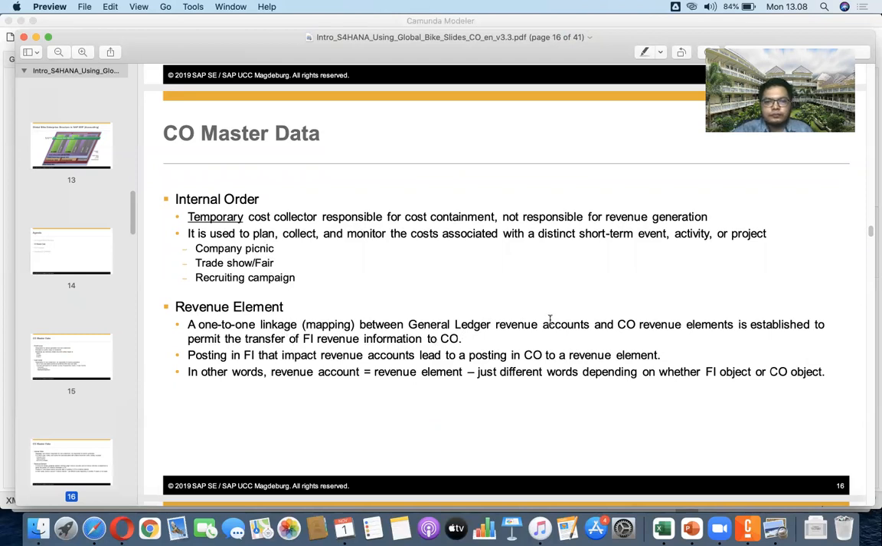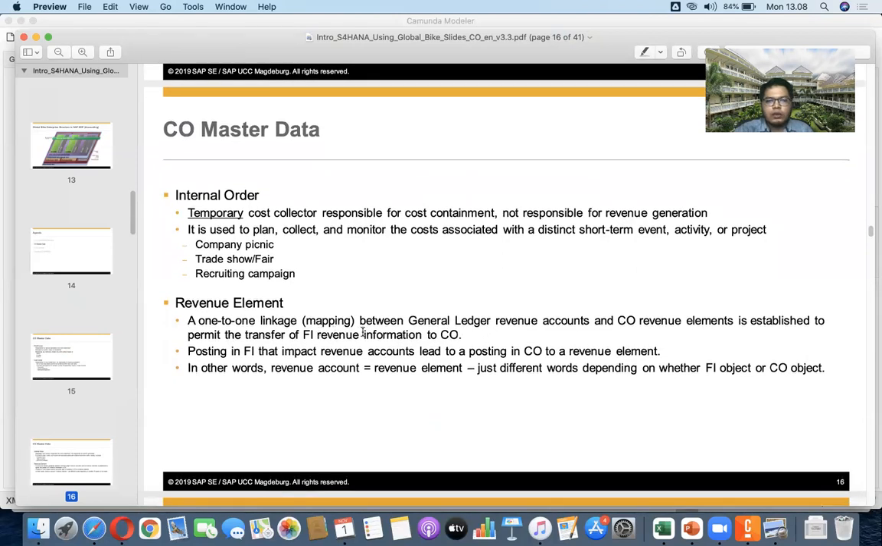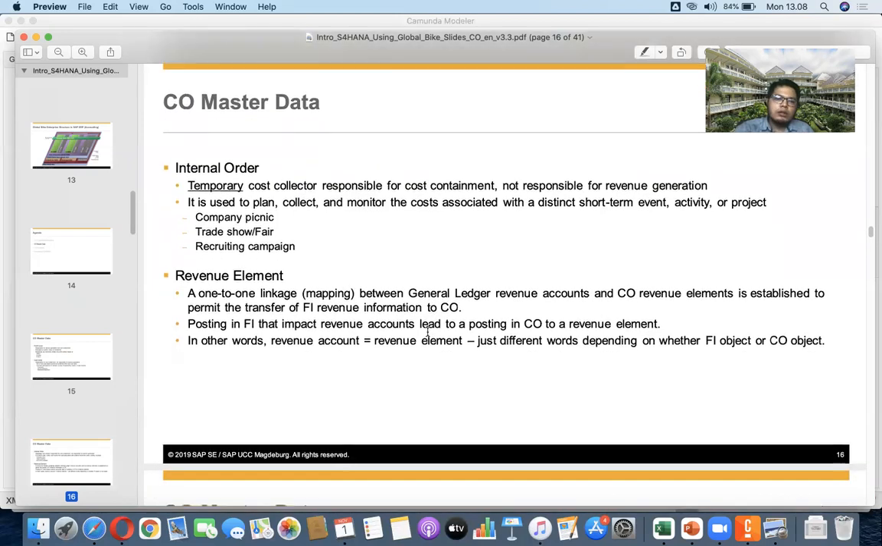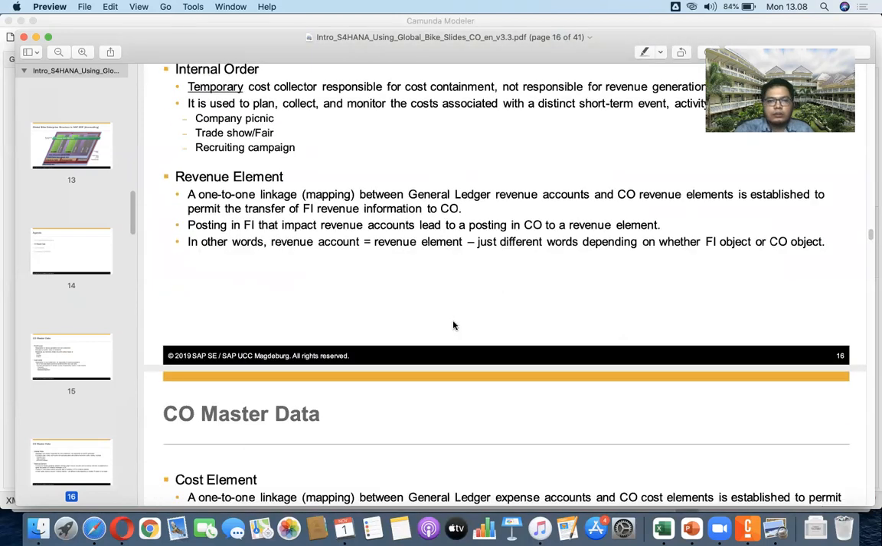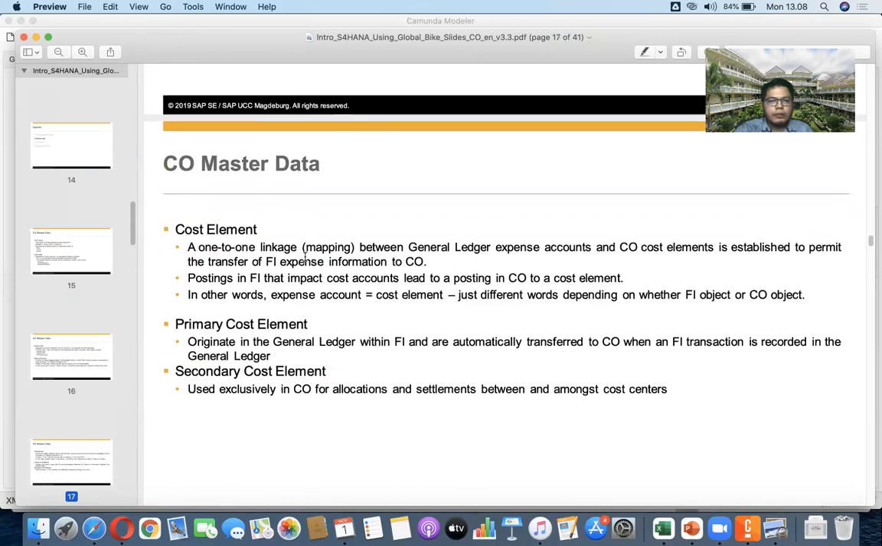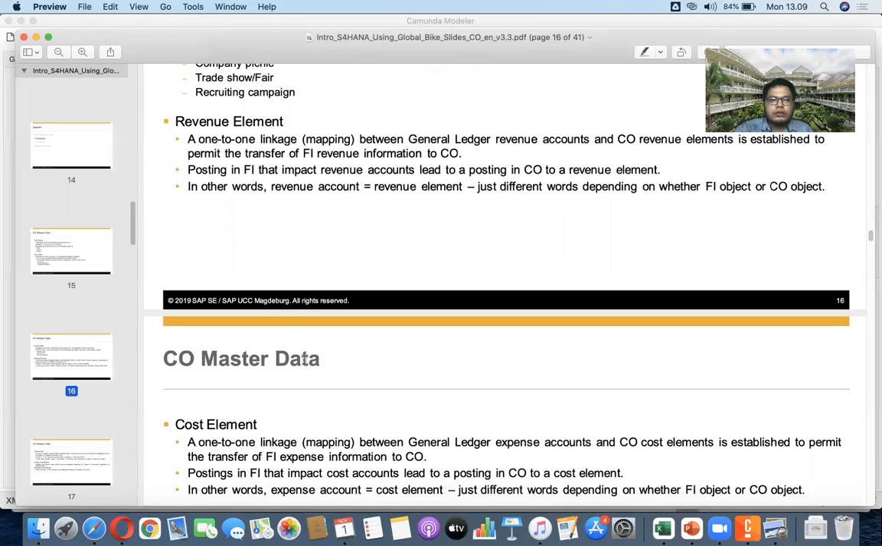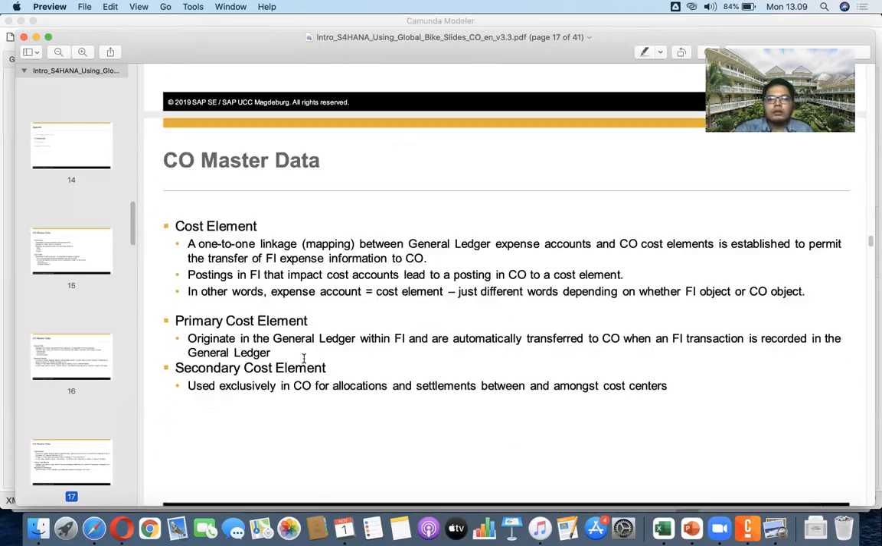Revenue element: a one-to-one linkage mapping between the general ledger revenue account and the CO revenue element. We will discuss this later. Cost element, primary cost: now this is what's important. There is a primary cost element and also a secondary cost element. This is basically how the CO module can be related to the FI module.